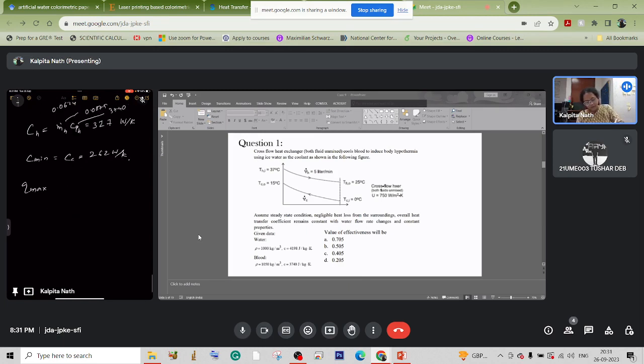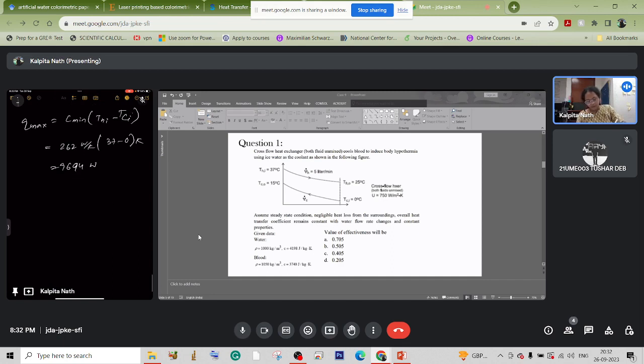So the maximum rate of heat transfer is C minimum times (Thi minus Tci). This will come out to be 262 watt per Kelvin times 37 minus 0 Kelvin, which is equal to 9694 watt. So the effectiveness is Q upon Q max, equal to 3927 by 9694, which is equal to 0.405. This is option C.